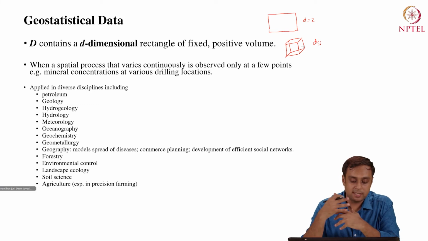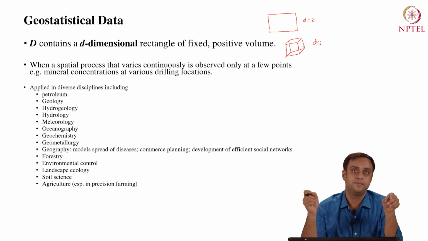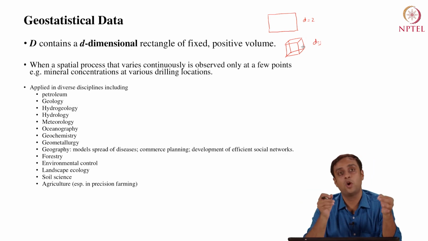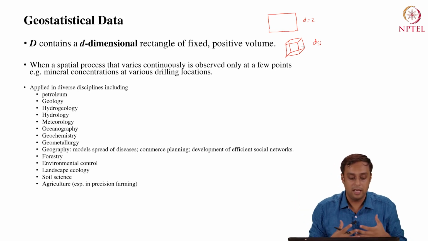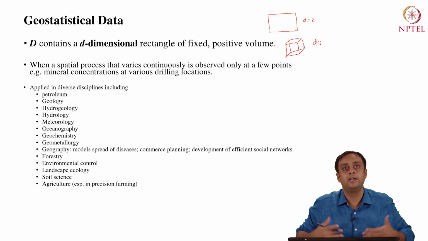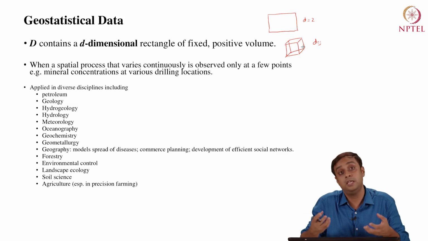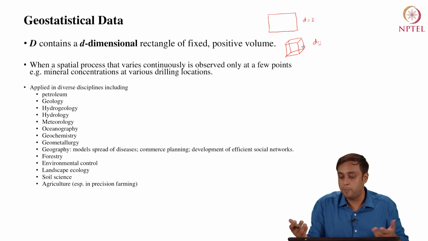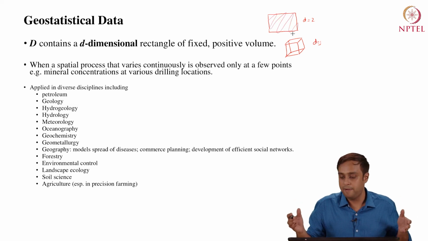And when a spatial process that varies continuously is observed only at a few points in space, that is deemed to be a geostatistical data set. An example that I'm giving here is mineral concentrations at different locations in space. So on land, I might be trying to extract coal, or at sea, I'm trying to search for oil. The point is that oil exists almost everywhere in this domain D, right? So oil will exist at all locations in D.